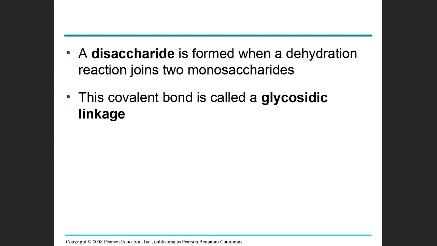A disaccharide is formed by a dehydration reaction that combines two monosaccharides together. We call that particular type of bond a glycosidic bond or a glycosidic linkage. So it is a covalent bond, but it's between two sugars, so we call it a glycosidic bond or glycosidic linkage.